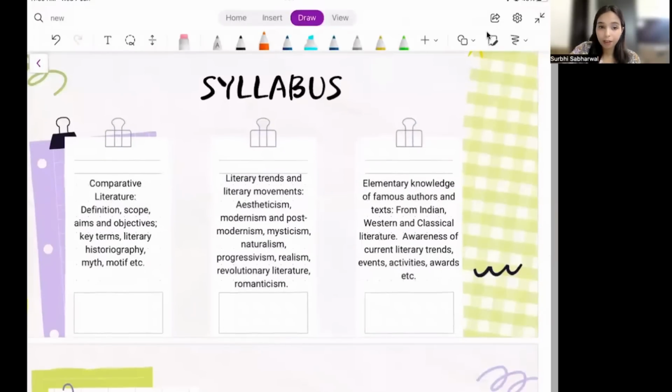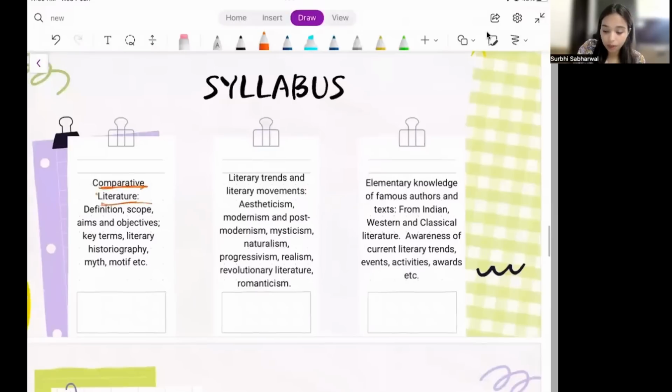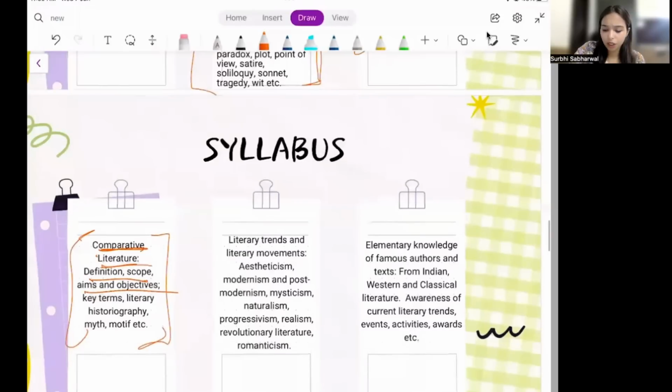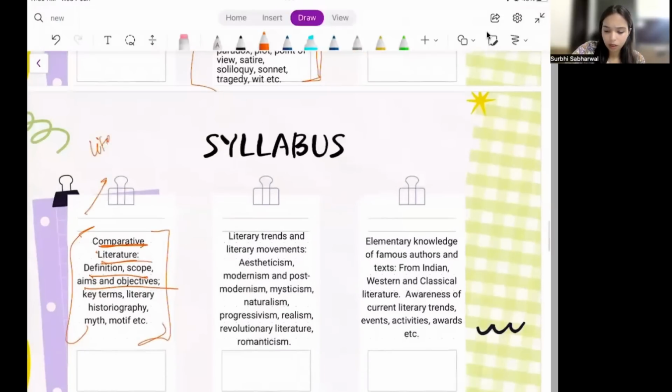The fourth part that we have here is comparative literature, which would cover definition, scope, your literary history, myths, motives. So again, a complete literary theory, right?